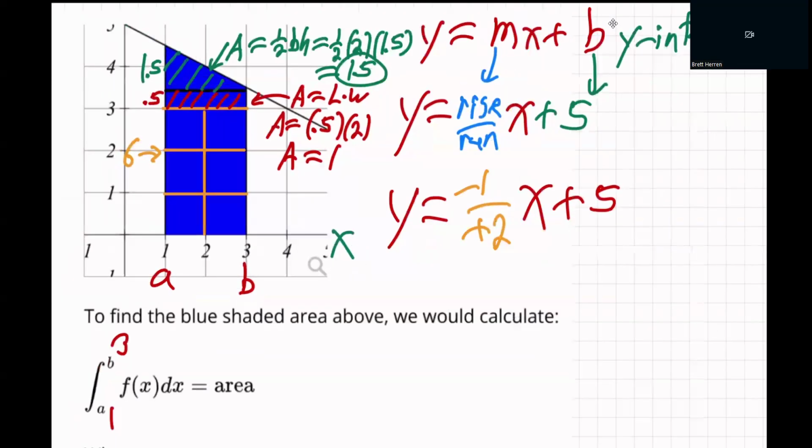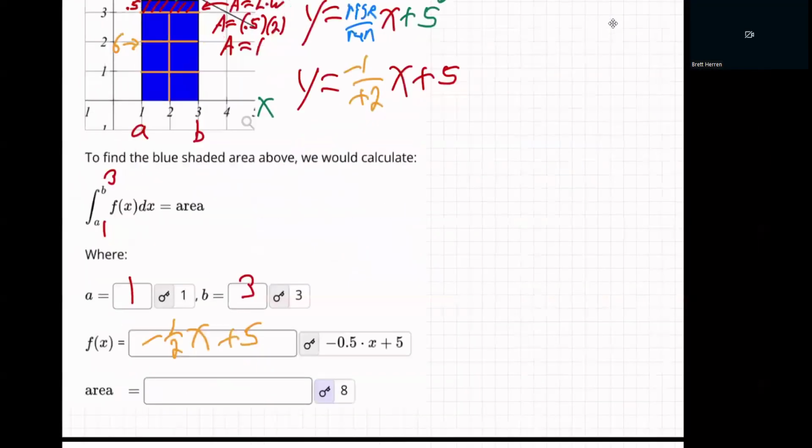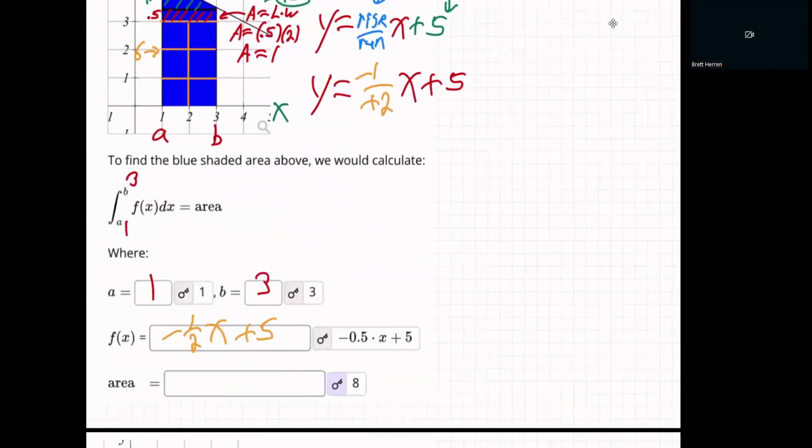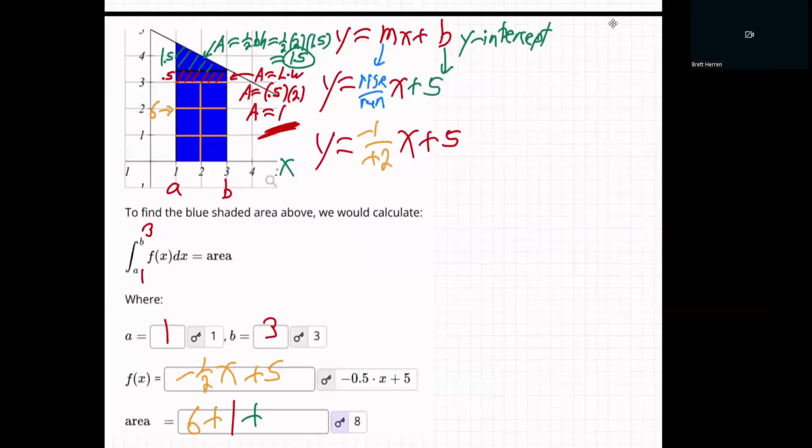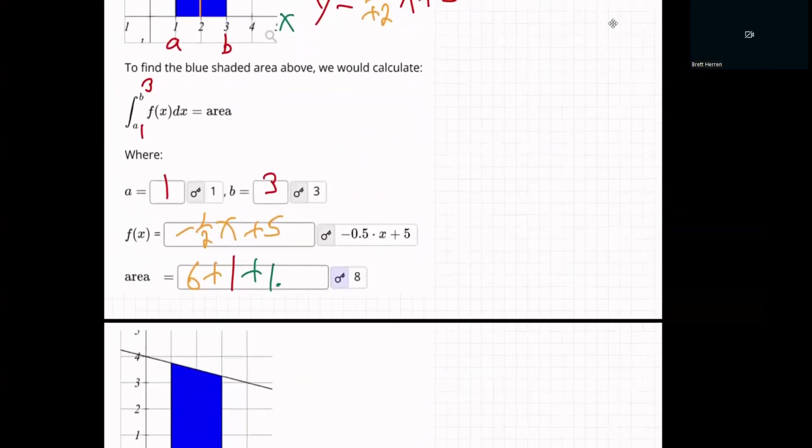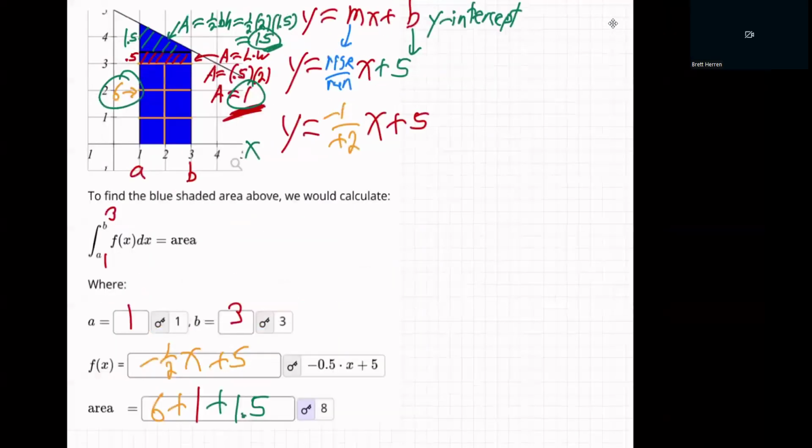So what's the total area we get then? Putting all those little pieces together, we've got the 6 squares on the bottom plus the little red section, which came out to be 1, plus the little green section, which came out to be 1.5. 6, 7, 8. Wait, I'm getting 8.5. They only got 8? Wait, what's happening there? Am I doing something wrong?